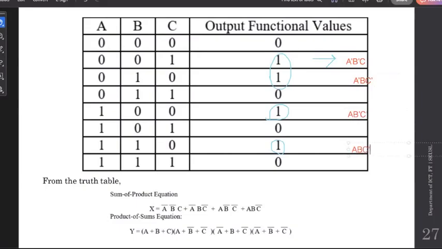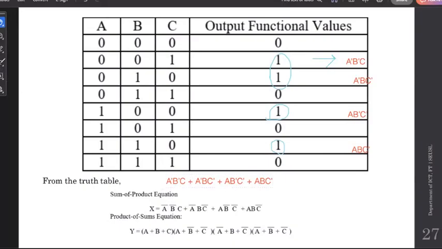Now see, we have found out the places where we have the maximum output 1. Now our task is just to write it as a sum of product. We have the products, and we write them as a sum. That is how we derive the equations from a truth table: A bar B bar C plus A bar B C bar plus A B bar C bar plus A B C bar. If you want to write it as a sum of product equation, we just find the places where we have a high value 1 and write it as a sum of product.